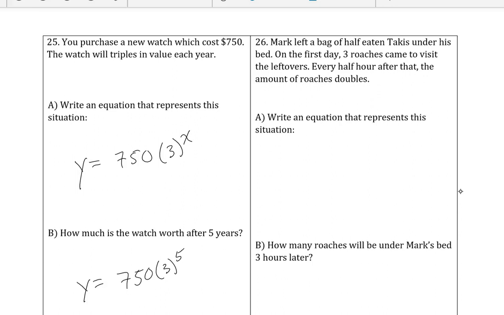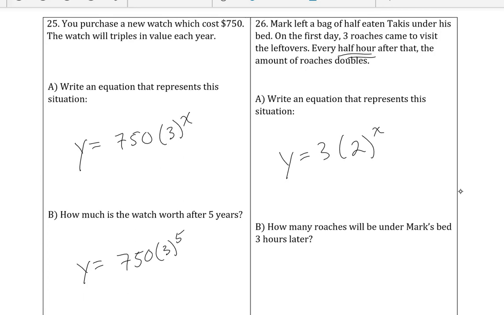All right, we got Mark left a bag of half-eaten Takis under his bed. On the first day, 3 roaches came to visit. Every half hour after that, the amount of roaches doubled. Whoa. So we're looking at doubling, right? So in this one, we have our equation. So we started with 3 roaches, and then we're doubling every half hour. Let's just keep an eye on that.